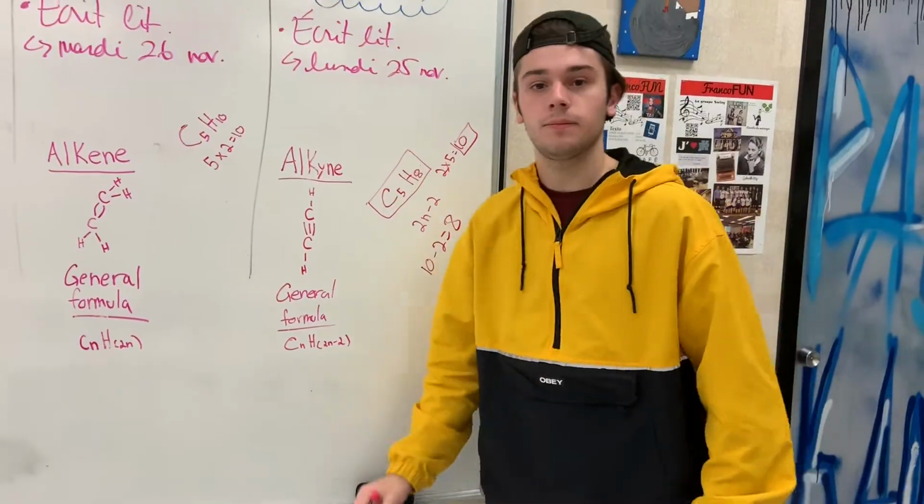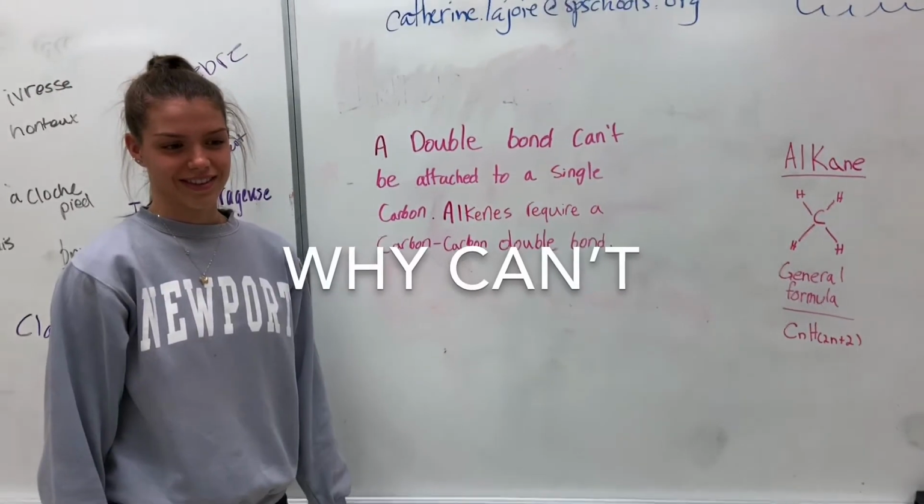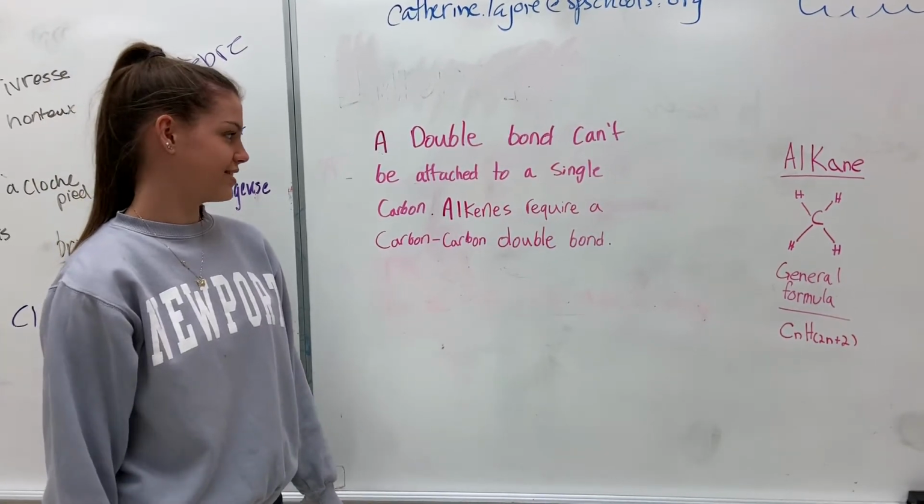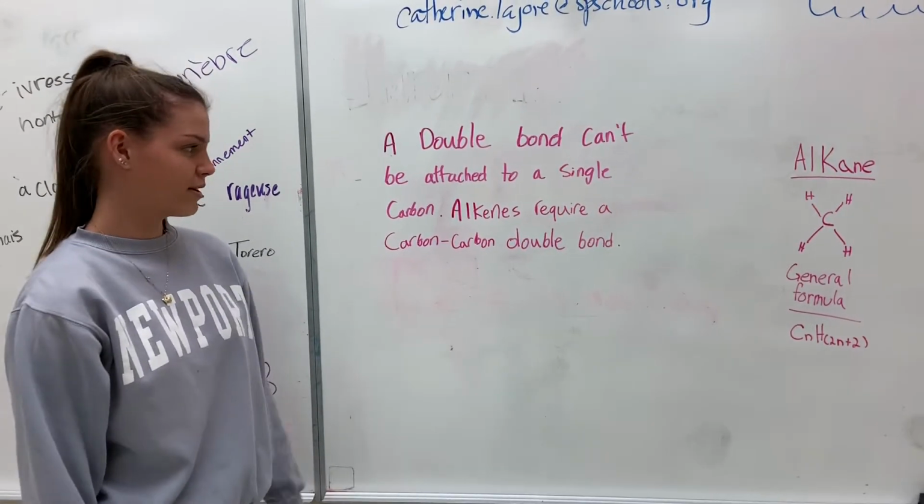As seen here. Hey Jen, why can't a methane be possible? Because a double bond can't be attached to a single carbon. Alkenes require a carbon-carbon double bond.